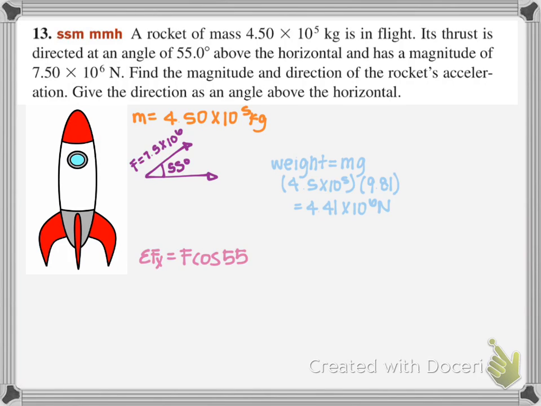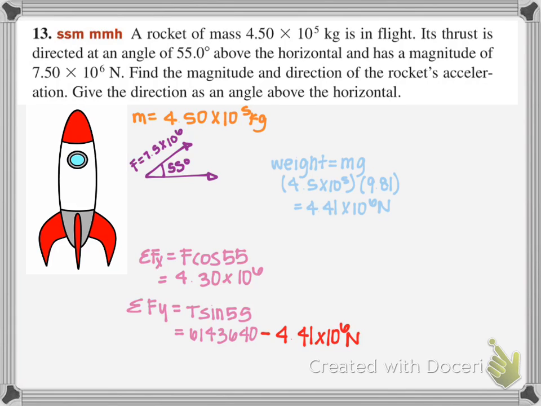Now you need to separate your forces into x and y components. Your net force on the x is equal to 4.30 times 10 to the 6th. Your net force on the y is equal to 6,143,640 newtons, minus, you need to consider that on the y, your weight is pulling you down. So you need to subtract that force from the thrust of the rocket pushing up. So you do minus 4.41 times 10 to the 6 newtons.